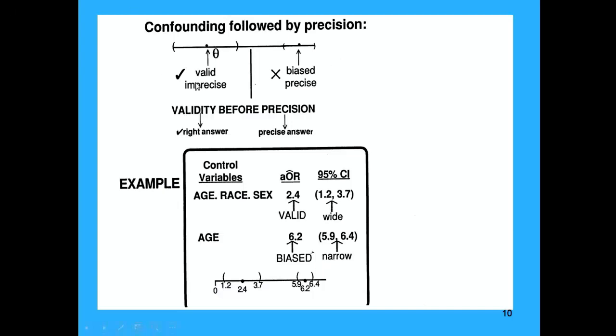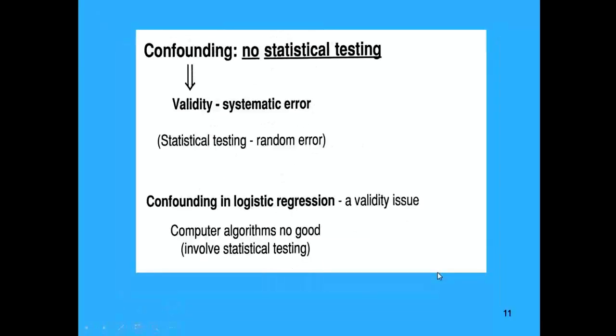That's why you want to make sure you got the right answer, which is you're controlling for confounding, before you try to get a tighter confidence interval. I'm being kind of loose here, but I got other things to do. I'm going on, okay? Now, another thing about confounding.